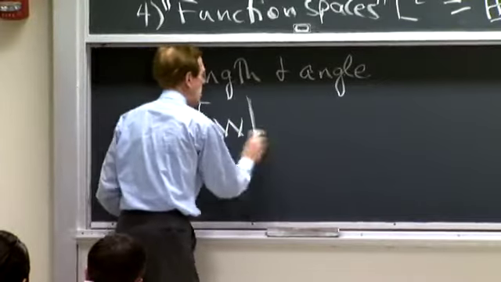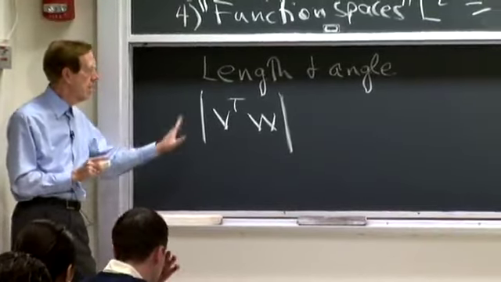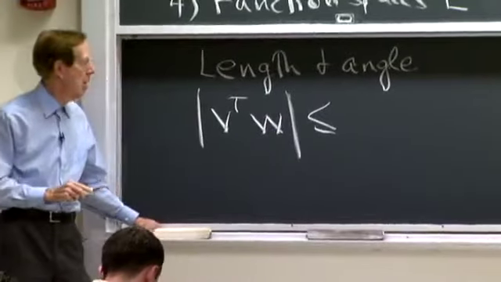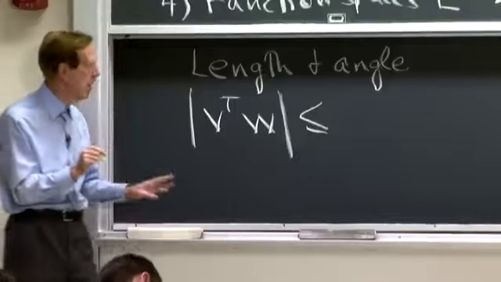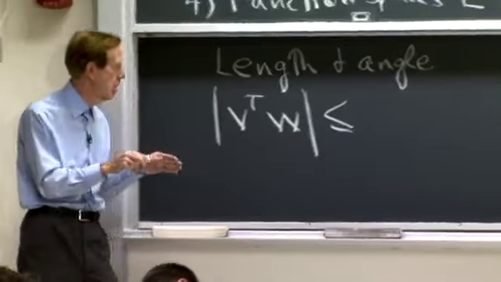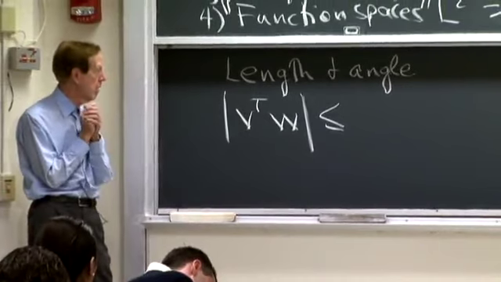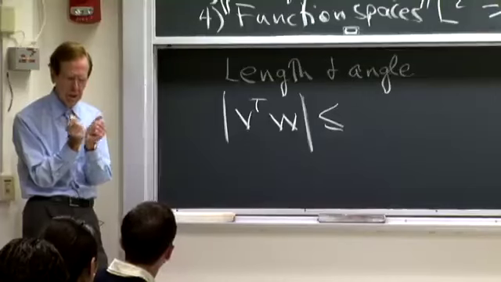Do you know what this is called? It's called the Schwarz inequality. Several people found it independently. Schwarz is the single name most often used.